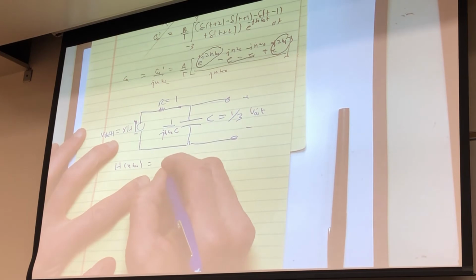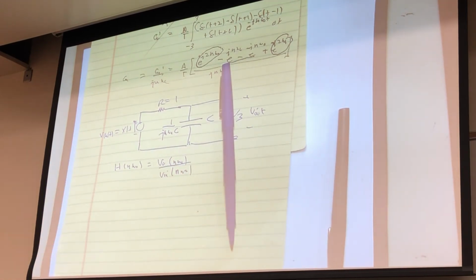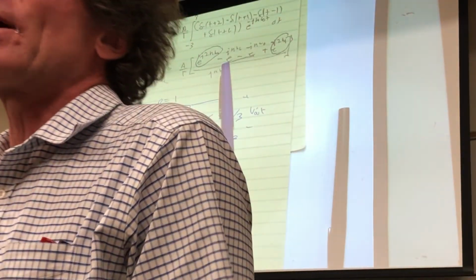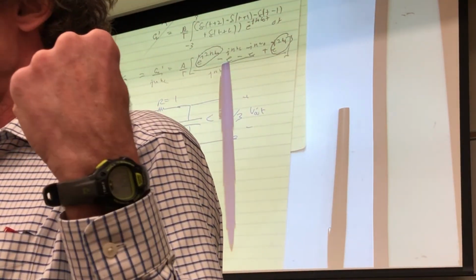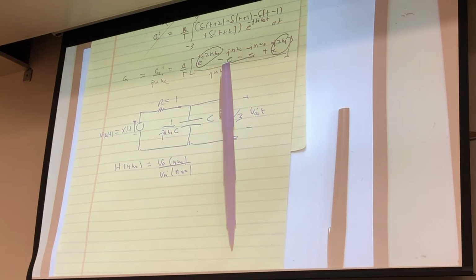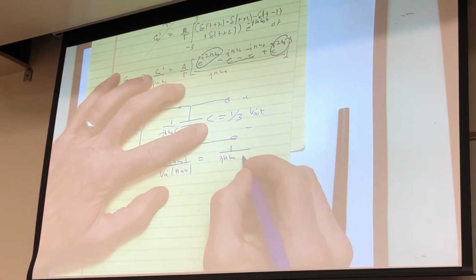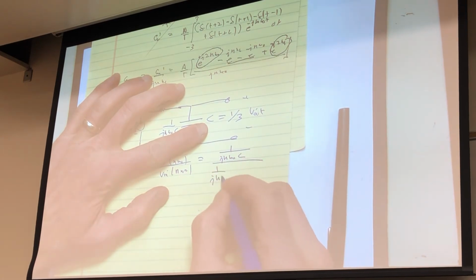Now, when we want the transfer function, H of n omega naught, what I want is really V out of n omega naught over V in of n omega naught. You all see that? If that x of t is a voltage, what am I going to do to get the output? Voltage division, right? I take the impedance of the capacitor, and divide it by the impedance of the capacitor plus the resistor, and that is H of n omega naught, and then I multiply it by the input. So H of n omega naught is 1 over j n omega naught C, over 1 over j n omega naught C, plus R. Do you all see that?